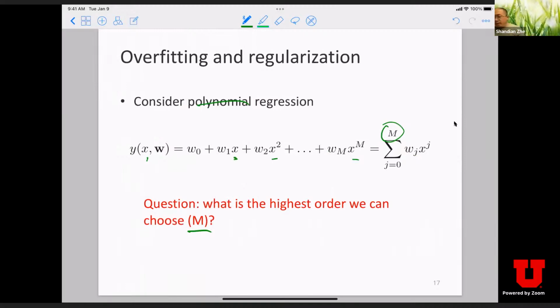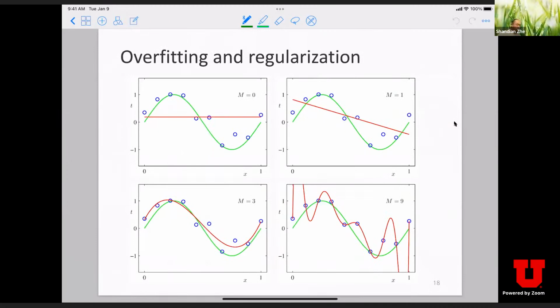Okay, so let's see, in maximum likelihood estimation, suppose I test with different m, with at most m-order polynomials. I use maximum likelihood estimation to estimate the model parameter weights, and then I fit to the training data and look at how well it matches the ground truth. So we'll see the performance of using different m.